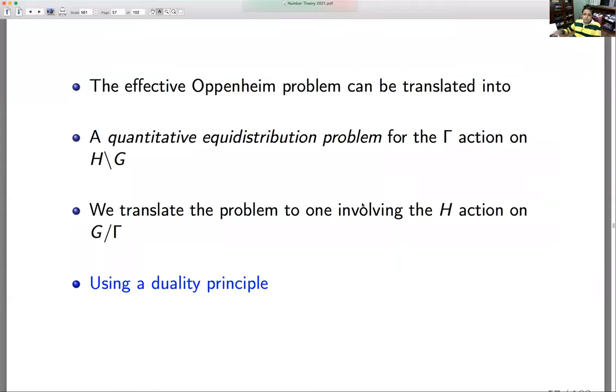And the reason for doing so is because one knows, going back to the work of Nevo and Stein, that in fact the action of semisimple groups on homogeneous spaces admits ergodic theorems with rates. Okay, so this is the beauty of semisimple groups.